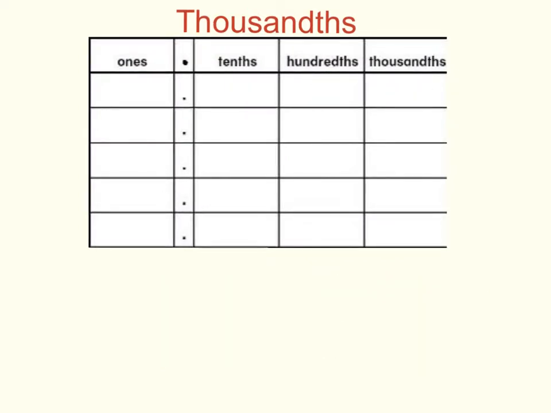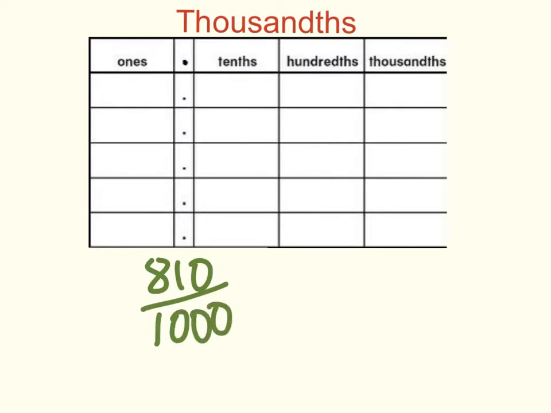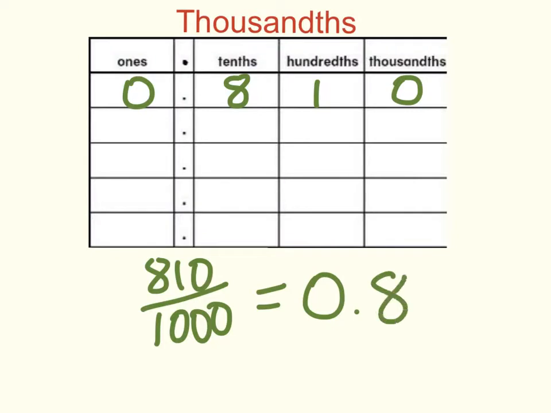Here's another example. If I want to represent 810 thousandths as a decimal, I know I have 0 ones, and I have 810 thousandths, 810. So as a decimal, it's written as 0.810.